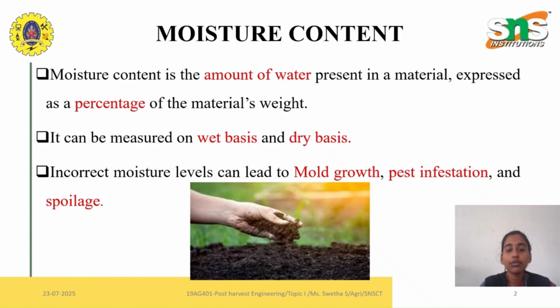Incorrect moisture can lead to mold growth, pest infestation and spoilage. We can see this on a daily basis because of moisture content. In a simple example, if we buy a tomato and store it outside the fridge, we can see mold growth and pests because of incorrect moisture content.